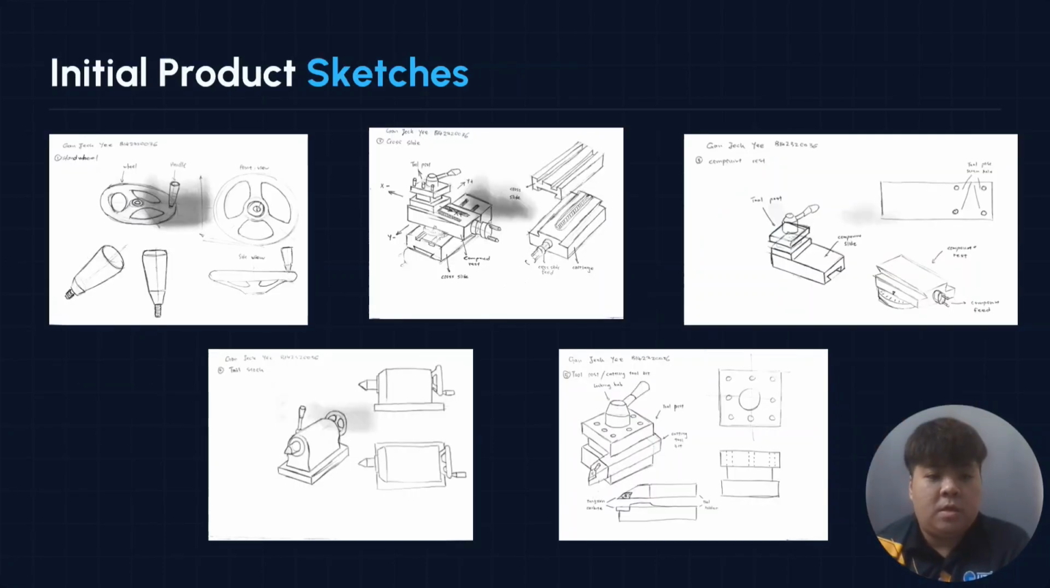And next are some examples of our initial product sketches for the lathe machine. The parts include a hand wheel, tailstock, tool post, and slide and also compound rest. The purpose of the sketching was to enable us to understand the lathe machine parts, geometry, and design better, to help us create the CAD files easily in future.